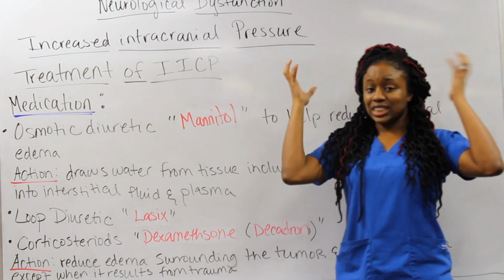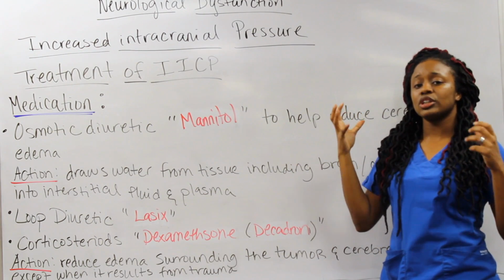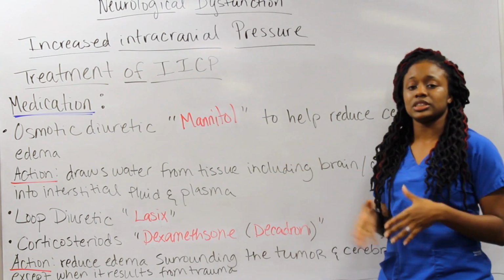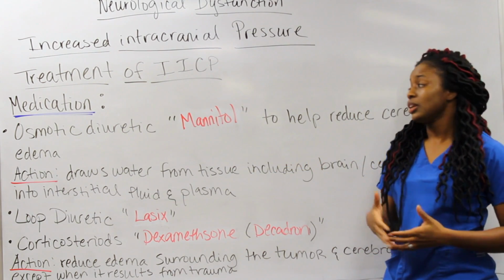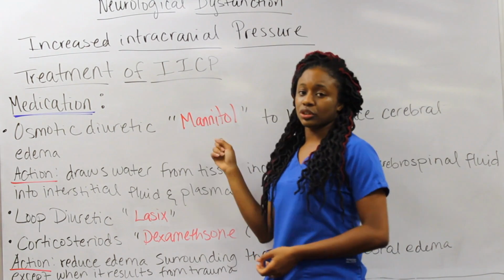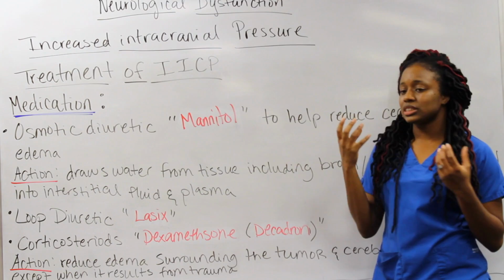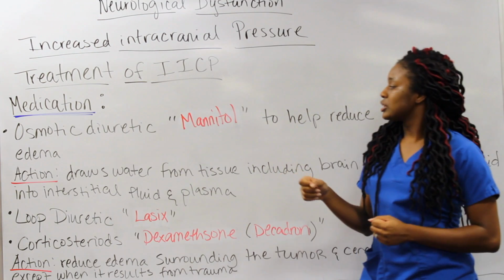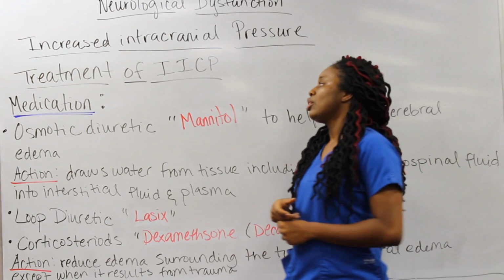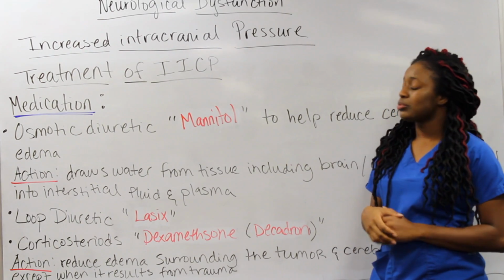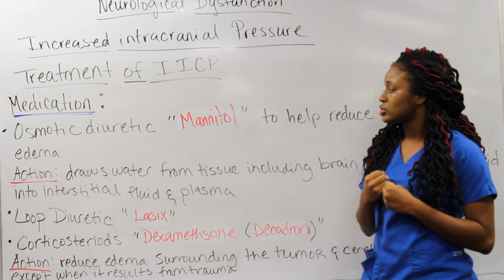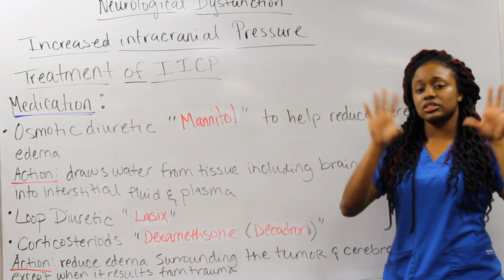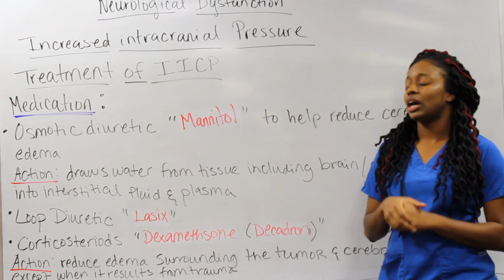So pretty much the swelling that's going on in the brain, this medication is going to pull all of that fluid and pull it into the vascular spaces, right, to help alleviate some of that swelling. Okay, when you think of mannitol, think of sugar. It's a sugary substance, like a crystalloid, and it is given to patients who have intracranial pressure or swelling of some sort. It pulls those fluids from the interstitial, from the tissues, into the vascular spaces.